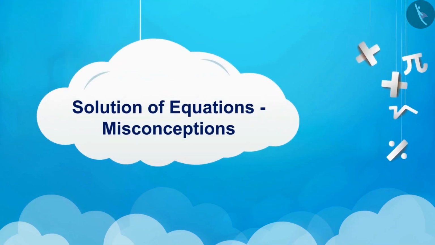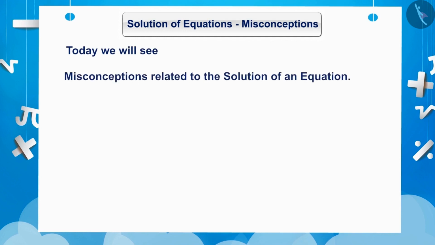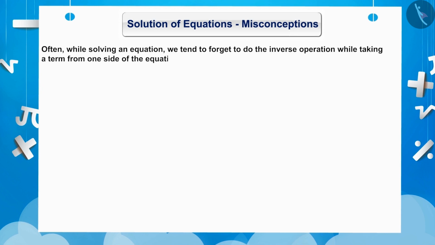Solution of equation, misconceptions. Today, we will see misconceptions related to the solution of an equation. Often, while solving an equation, we tend to forget to perform the inverse of the operation while taking a term from one side of the equation to the other side. We have to always keep in mind that when taking a term from one side of the equation to the other side, we need to perform the inverse of the operation. Let's understand this with the help of an example.